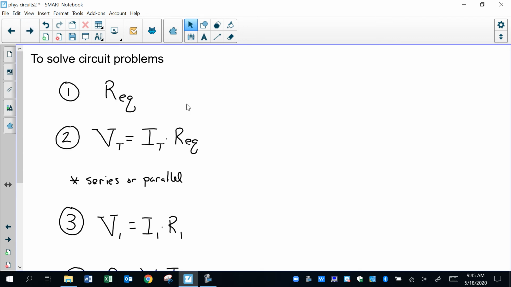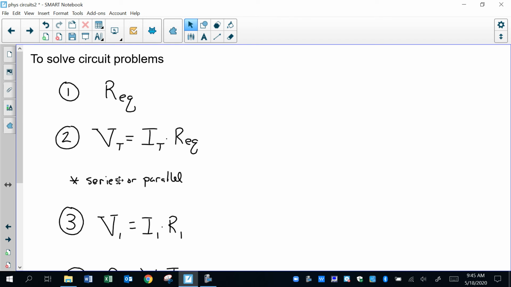Now, this is the new part here. To solve our problems, number one, find Req for the circuit that you're using. Find the total current. Usually you're told what the battery is, and usually you're told all the individual resistors, and you found Req. Find what the total current is. So V equals I times R for all my totals.